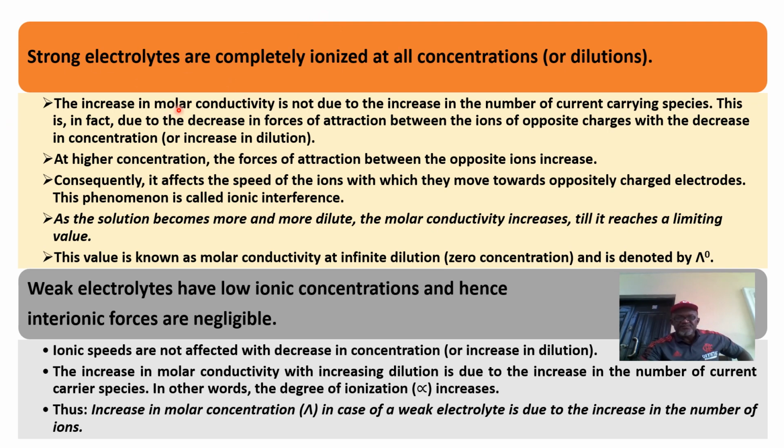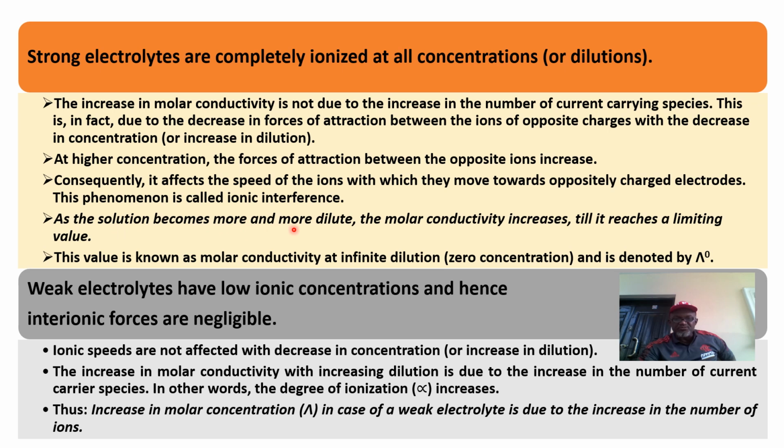For strong electrolytes that are completely ionized at all concentrations, the increase in molar conductivity is not due to an increase in the number of these species. This is in fact due to the decrease in forces of attraction between the ions. At higher concentration, the forces of attraction between opposite ions increase. Consequently, it affects the speed of the ions with which they move towards the oppositely charged electrode. This is called ionic interference.